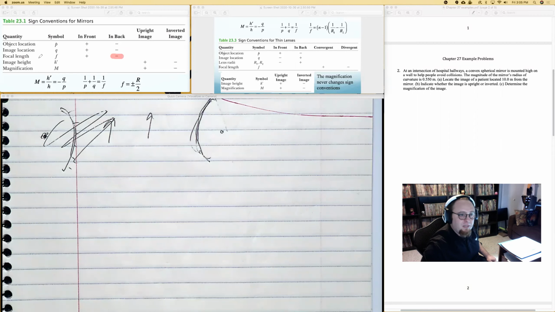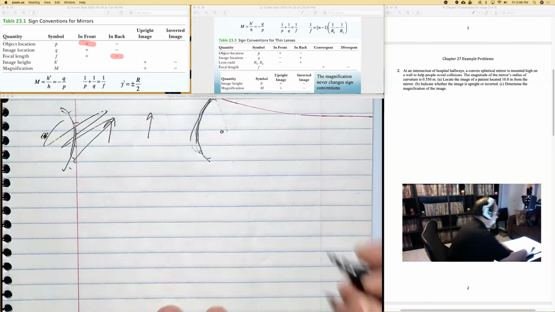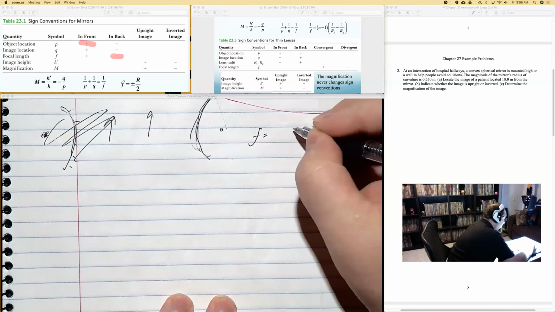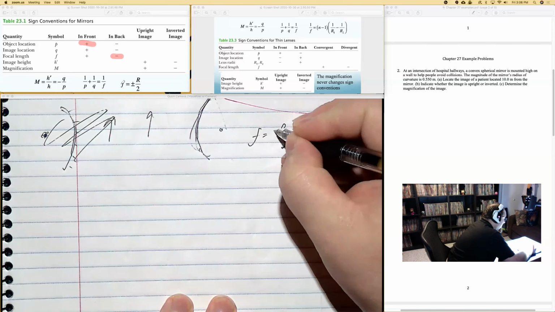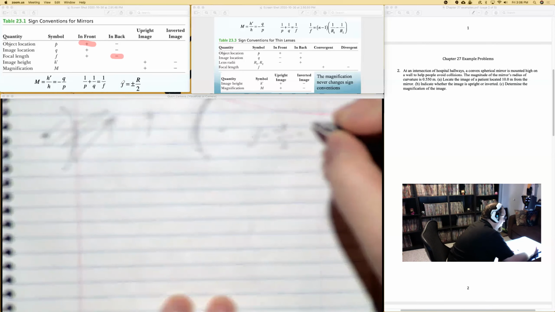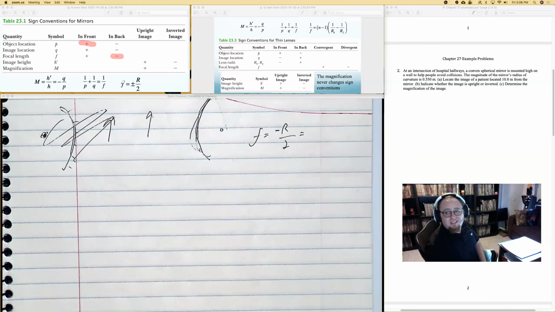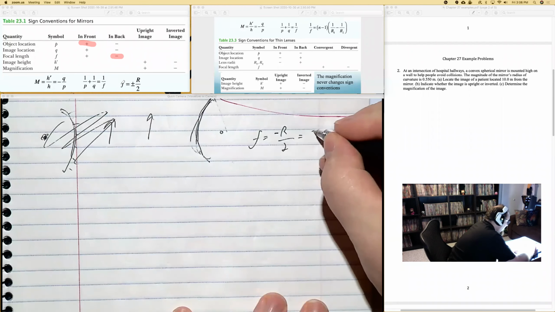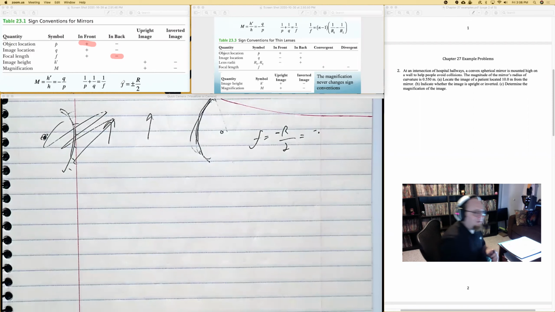That means it's going to be a negative focal length because the focal length is in back, assuming my image is in front. So the magnitude of the mirror's radius of curvature is 0.55 meters. That means the focal length, being r over 2, will be negative r over 2. Negative, once again, because it's behind. I can also just say it's a convex mirror. Convex will be negative. Concave will be positive.